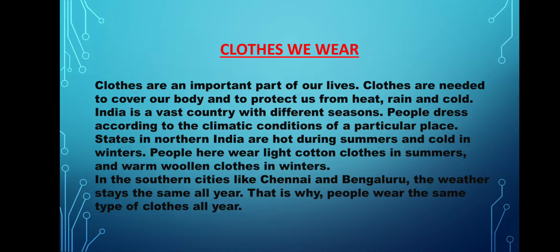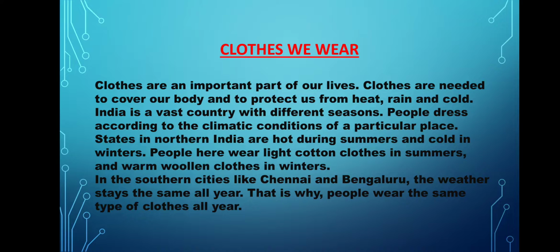Clothes are needed to cover our body and to protect us from heat, rain and cold. Now during summer we wear different kinds of clothes, mainly cotton clothes. In rainy season we use clothes that are easy to dry like silk or rayon. We use raincoats, and in cold weather we wear woolen clothes. So in different seasons we wear different kinds of clothes.